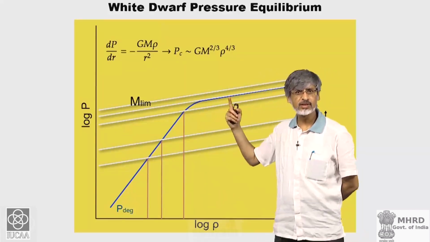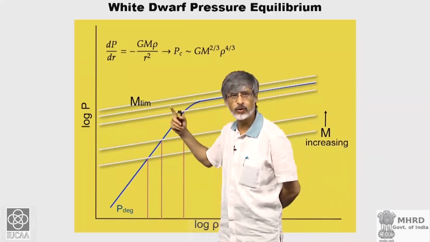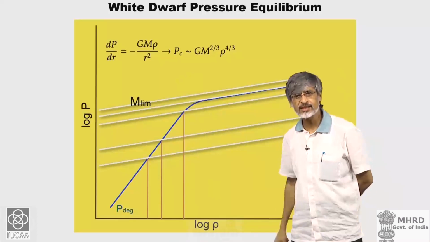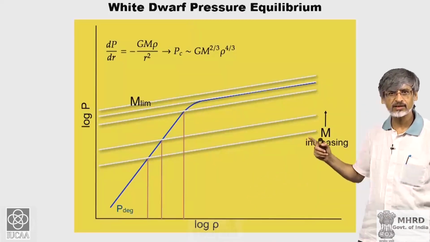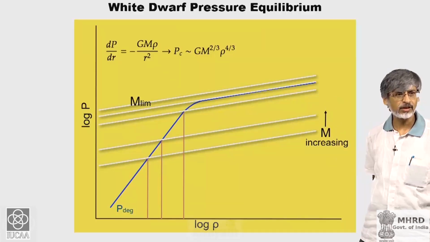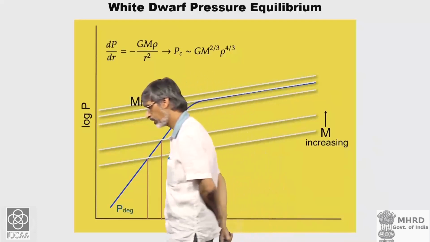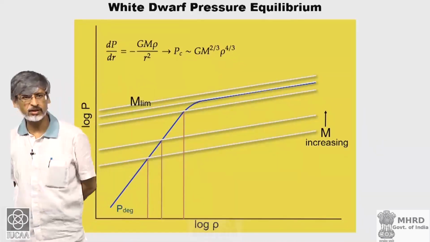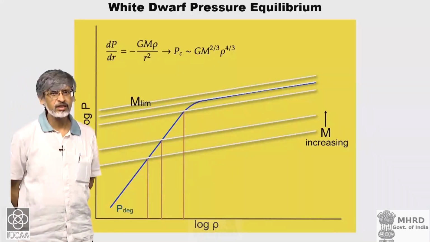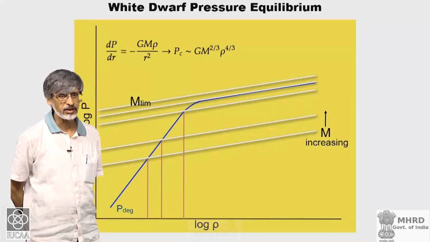So, this line, which is the tangent to the blue line over here, provides the maximum possible value of mass which degeneracy pressure can hold, and that is the limiting mass of a white dwarf. And this was worked out first by Chandrasekhar, and this is why this is known as the Chandrasekhar limit.